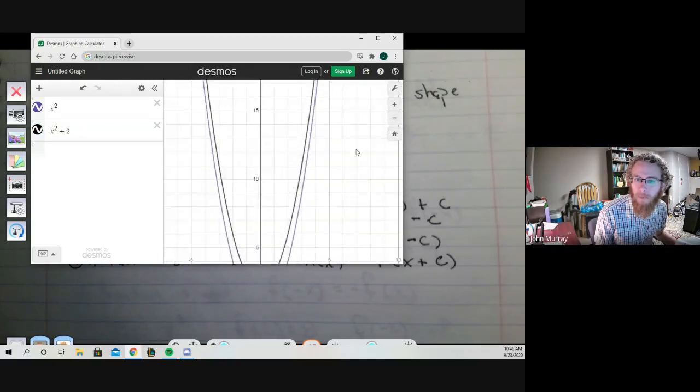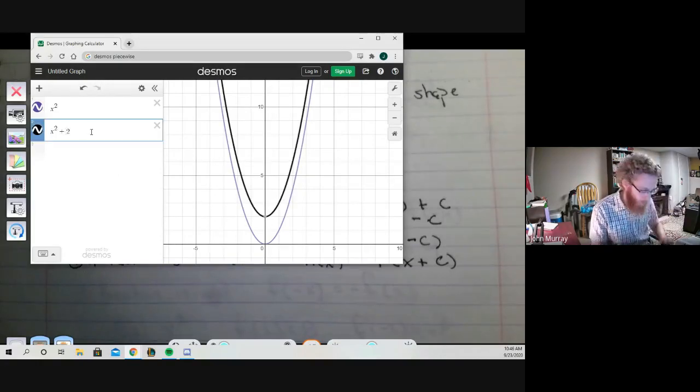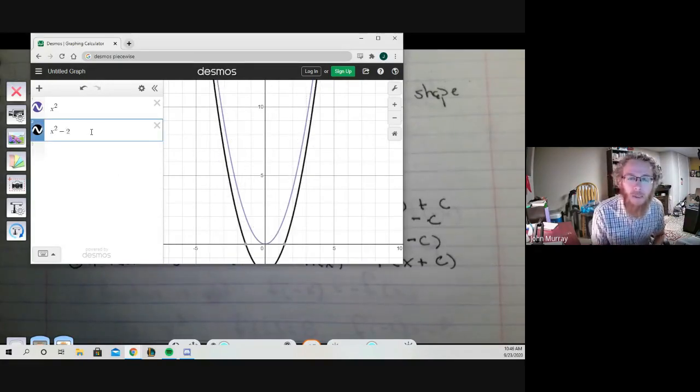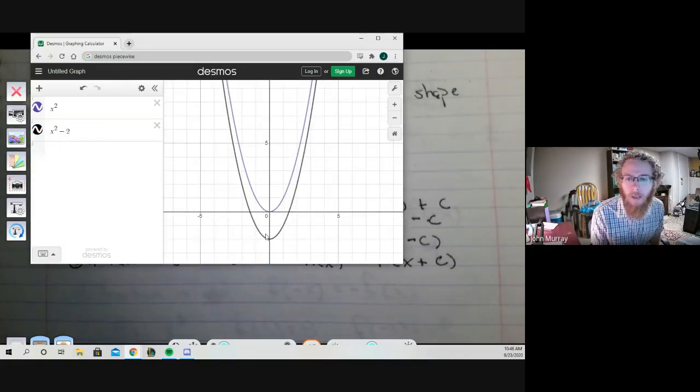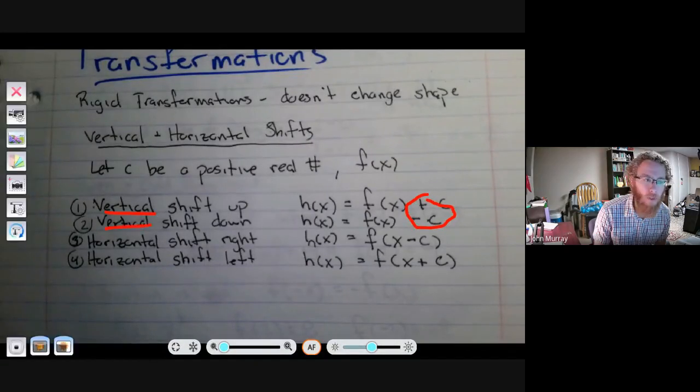That's a little too far out. Right, but this black one here, my second one, is up 2 units. Okay, I take every point and I move it up 2 units. So I added on the outside. If I subtract, if I change that to -2, it moves it down 2 units. So again, notice my basic function was x squared, and I'm adding and subtracting on the outside of that. So that's outside of the parentheses. Okay, and that gives us our vertical shifts.